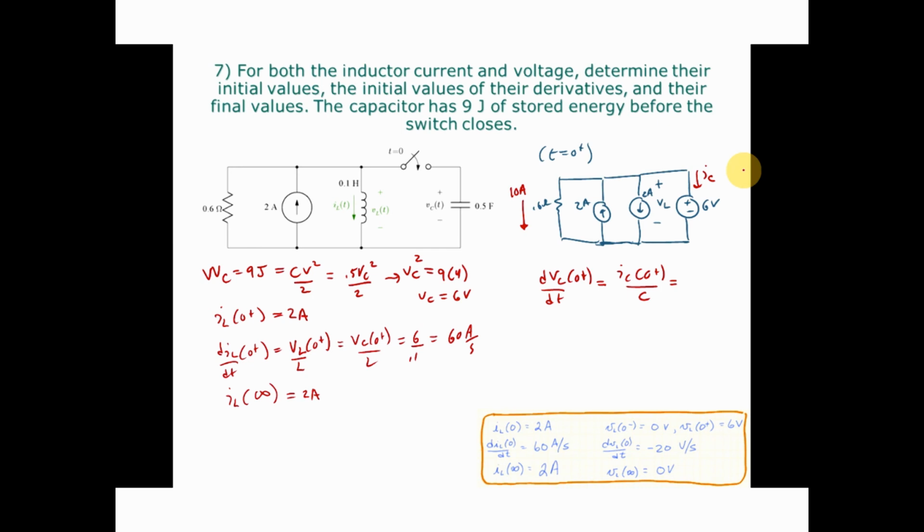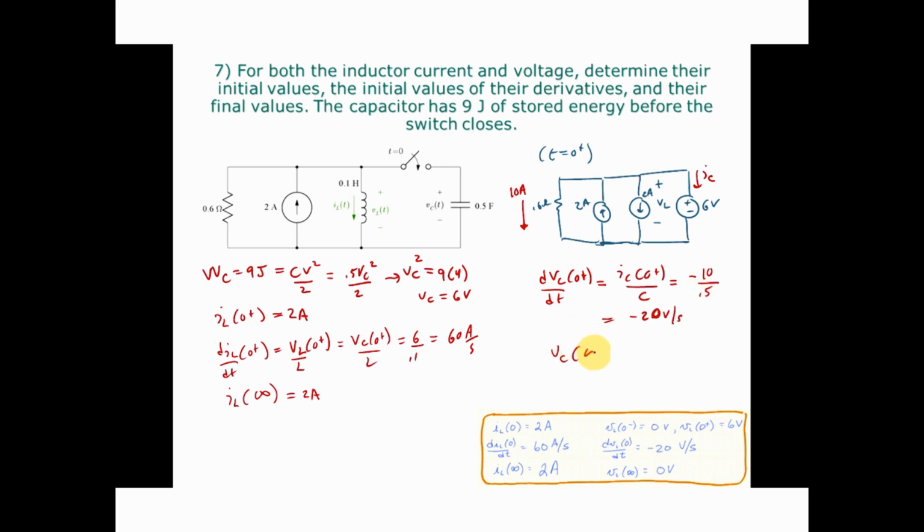But the only thing that can provide the 10 amps is that capacitor, right? So the current's going to be leaving the capacitor and flowing into the resistor. So it's minus 10 over C, which is 0.5. So dVdt is minus 20 volts per second. And then what's the final voltage value?